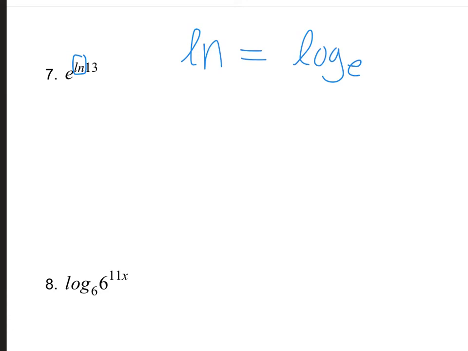That's all that means. So, do these have the same base? Well, yeah, because natural log is log base E. What's the base over here? E. So there you go, they'll cancel out. Let's get out a cancel out color. These will cancel out, and all I'm left with here is a big whopping 13.